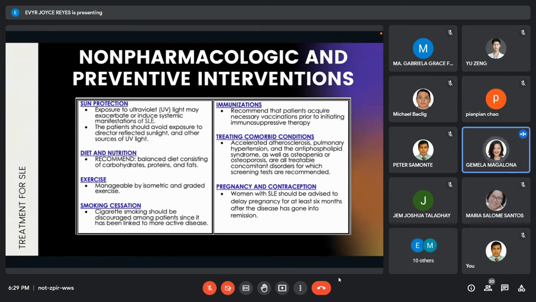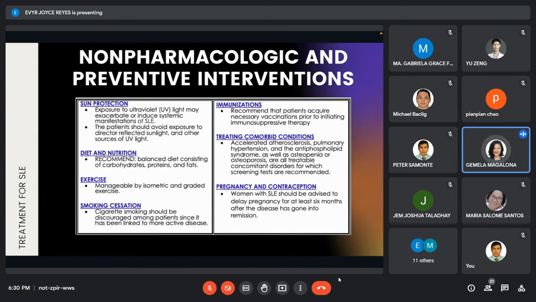For the immunization, it is recommended that patients obtain the appropriate vaccines before the beginning of immunosuppressive medications. Treating comorbid conditions: accelerated atherosclerosis, pulmonary hypertension, and the antiphospholipid syndrome, as well as osteopenia or osteoporosis, are all treatable concomitant disorders for which screening tests are recommended.